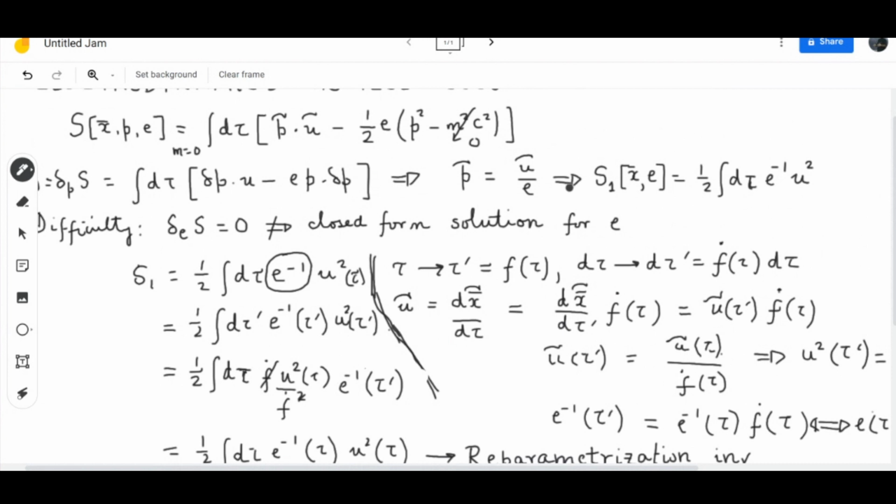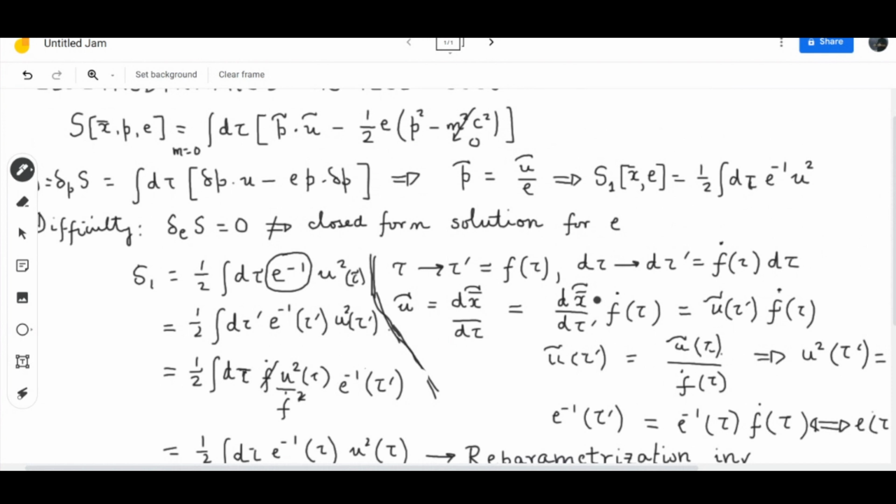But okay, it was written now. What problem does one face to derive an action? You can't get a closed form solution for E. That's the answer, right?